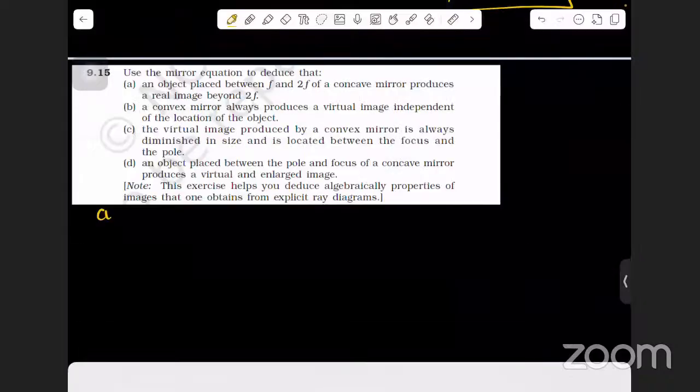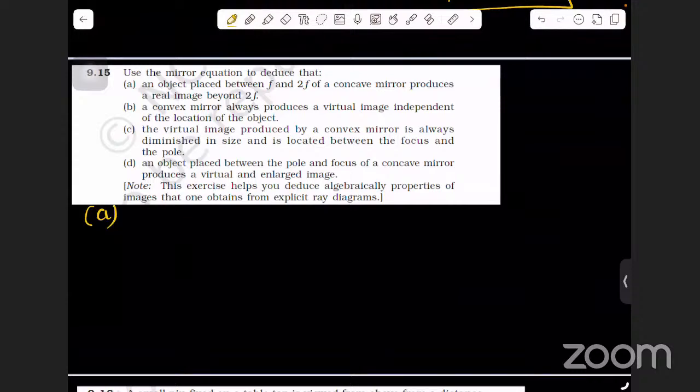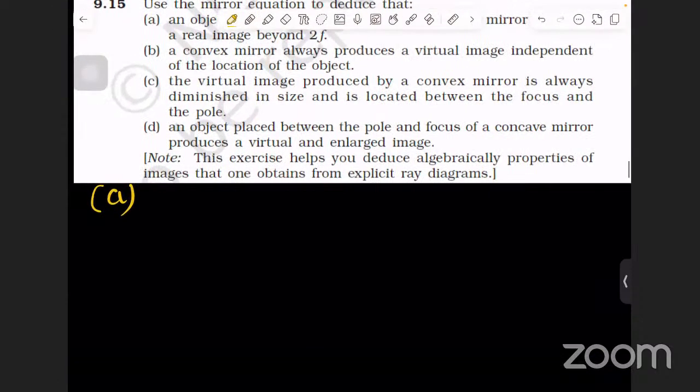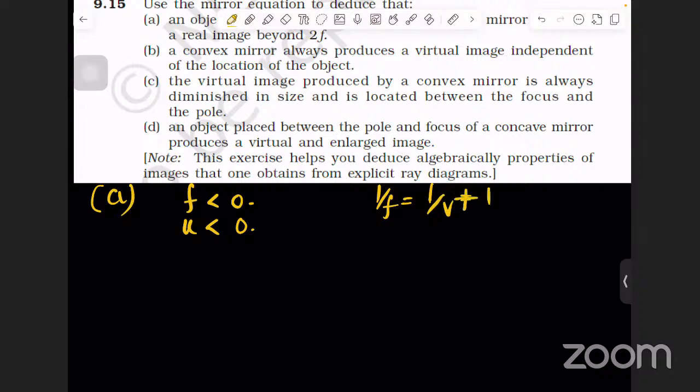So let's get going. We know that for a concave mirror, focal length is negative, because it's towards the left side. So f is less than 0 for a concave mirror. Now, the object distance you always take negative, because it's towards the left. Now, the mirror formula says 1 by f equals 1 by v plus 1 by u. So 1 by v will be 1 by f minus 1 by u.